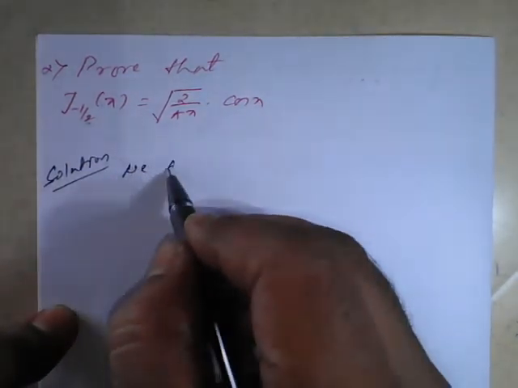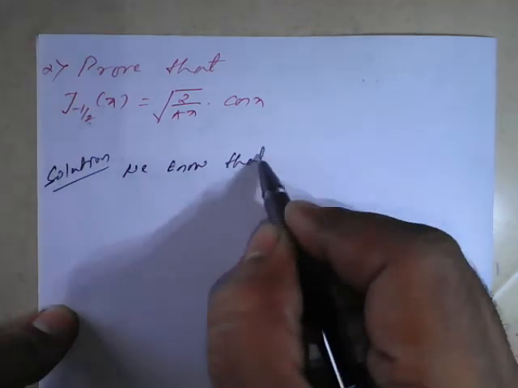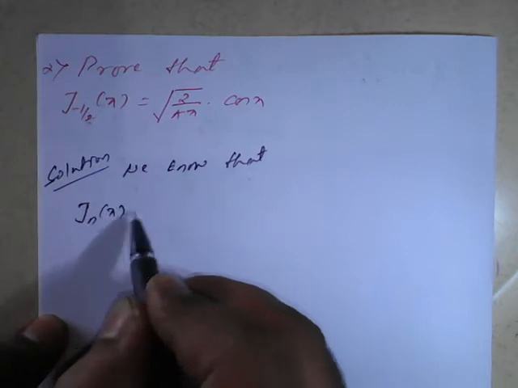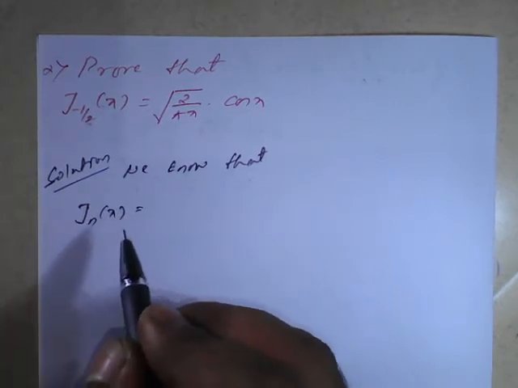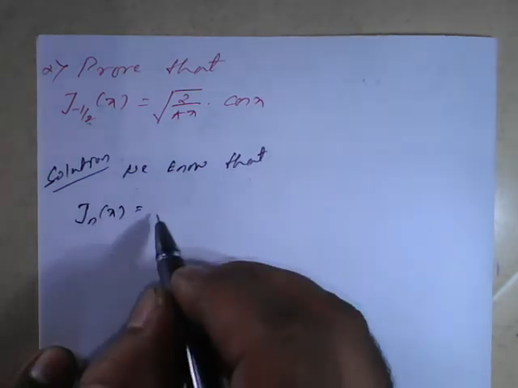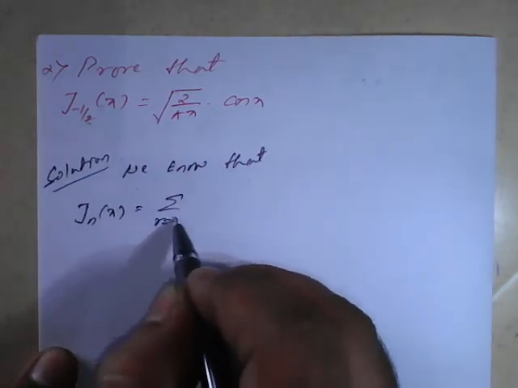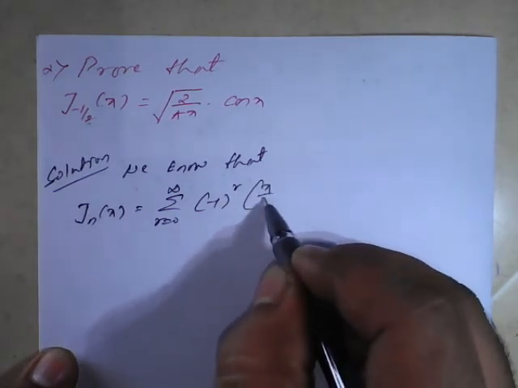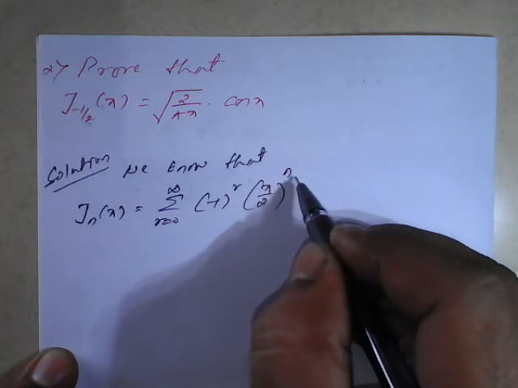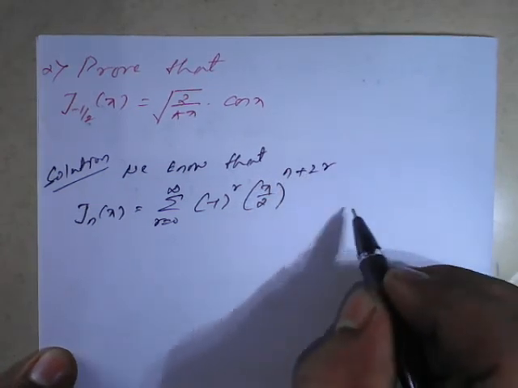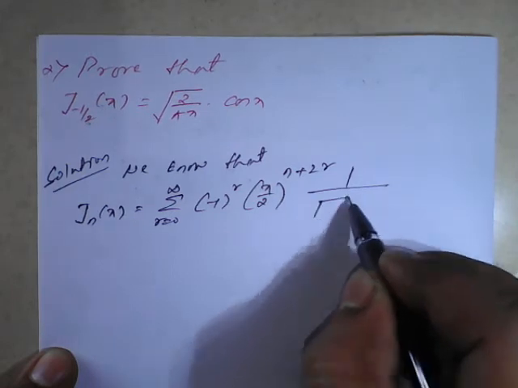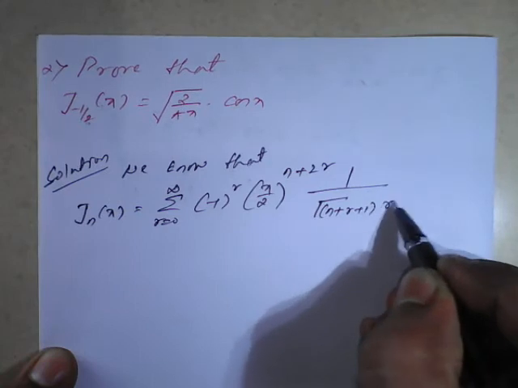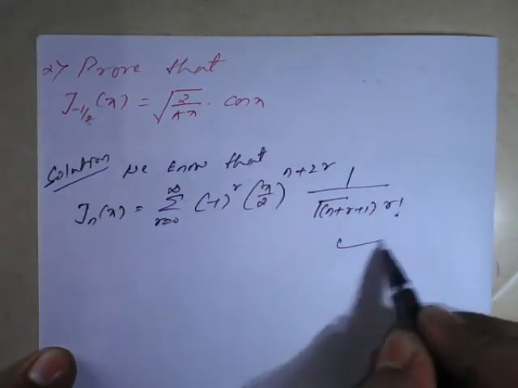We know that J_n of x is equal to summation r from 0 to infinity, minus 1 raised to r, x upon 2 raised to n plus 2r, into 1 upon gamma of n plus r plus 1 into r factorial. This will give equation number 1.